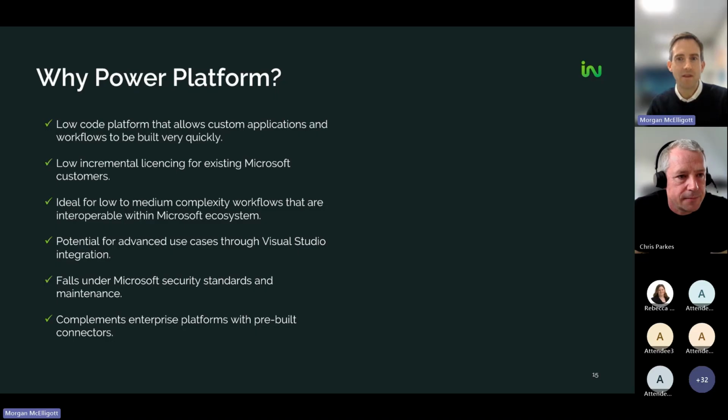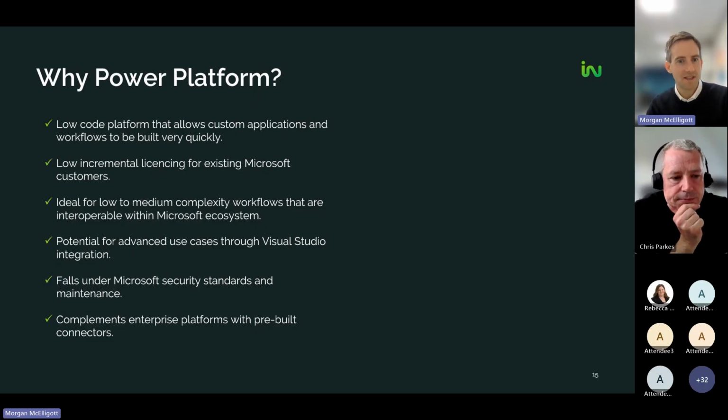A huge benefit that maybe doesn't get the attention it deserves is that you are getting Microsoft security standards, which are market leading. So that's a real positive that maybe isn't front and center in people's minds. And finally, it's interconnectable with most enterprise platforms.